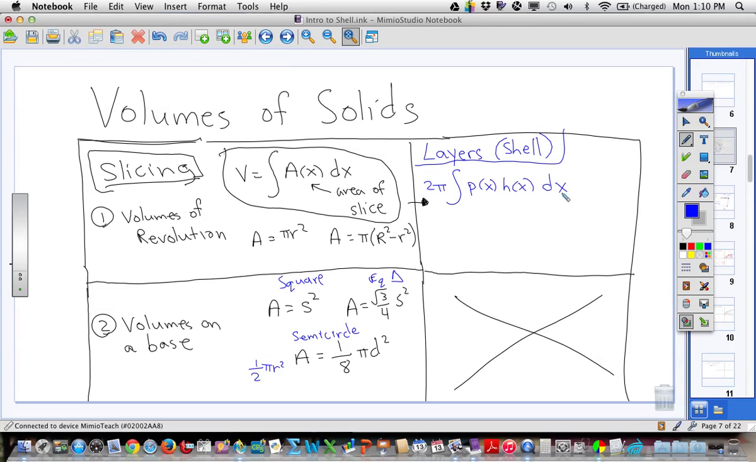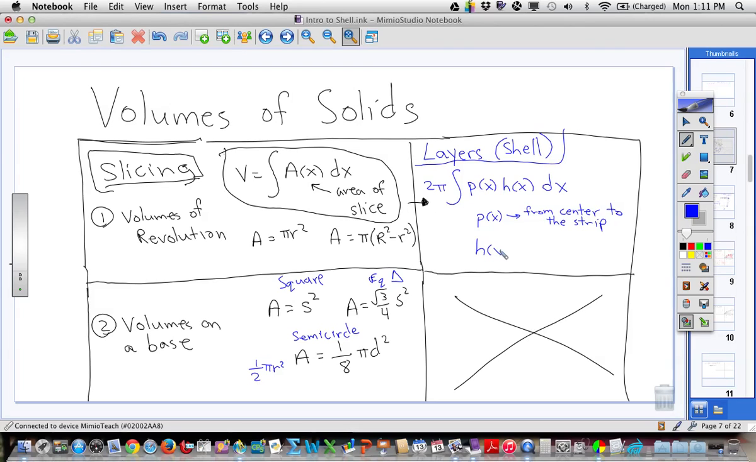Now the p and the h could be p of y and h of y depending which way the strips are laying. But the strips are always parallel. If you want to write that in, I know the strips here will be parallel to the axis of revolution, as opposed to with slices, they're perpendicular to the axis of revolution. But I think it's important that we write in here what P is. P is the distance from the center to the strip.